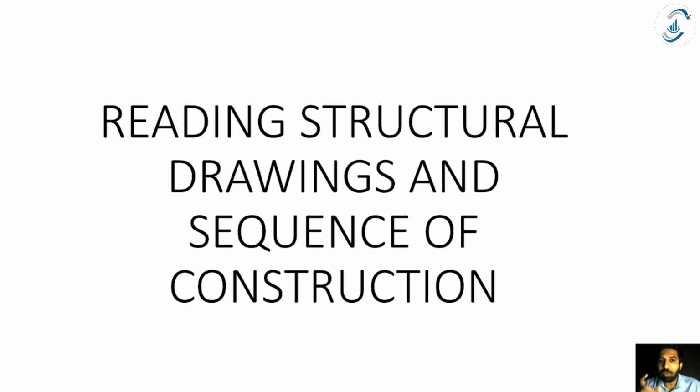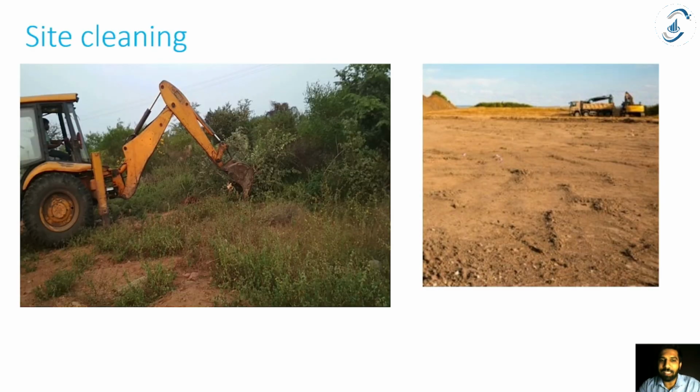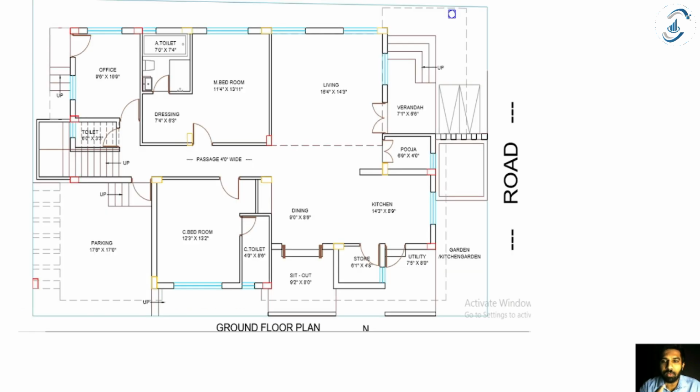That is, we are going to see what are the different types of structural drawings that are involved at different stages of construction and how to read those structural drawings. So the very first stage is site cleaning. Whenever you visit the site, you first need to clean the site and level the site. When you want to do the site cleaning and mark the boundaries of your site, we refer to the plan. Okay, this is a simple plan which I've taken up.